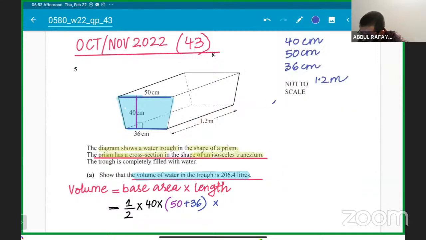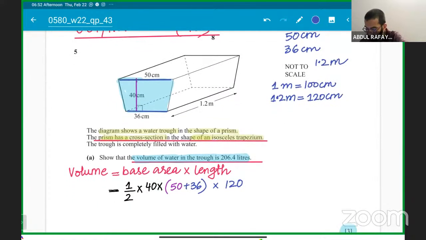So we have to change it. 1 meter is 100 centimeter, right? So 1.2 meter will be 120 centimeter. So this will be multiplied by 120, not 1.2. A common major mistake is that students must have done what? Guys, are you following?